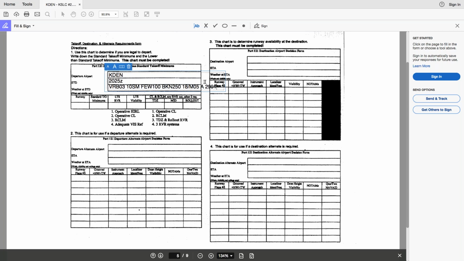Okay. What's the altimeter? 2991. And for this, we chose runway what? 34 left. Okay. Standard takeoff minimums. Did you figure that out already?